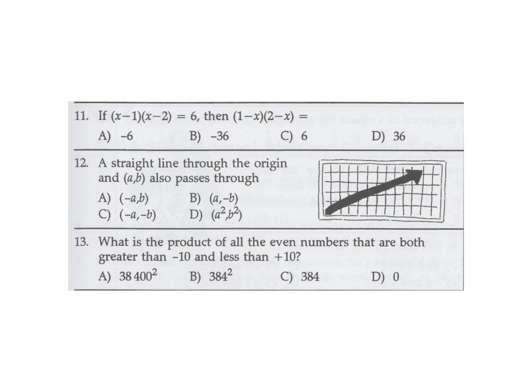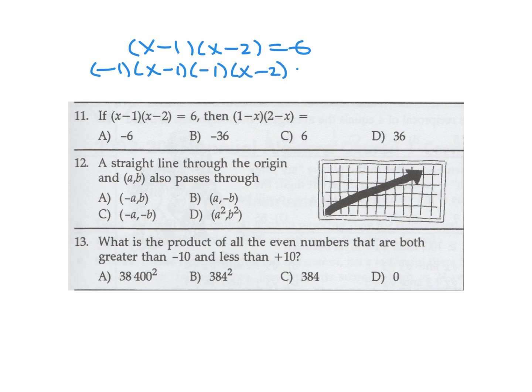If x minus 1 times x minus 2 is 6, then 1 minus x times 2 minus x is equal to x minus 1 times x minus 2. Okay, well, if I insert a negative 1 here, and then I insert a negative 1 here, I really haven't changed anything, right? Because negative 1 times negative 1 is just 1. So I can do that.